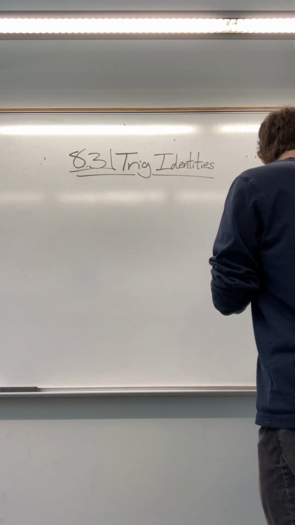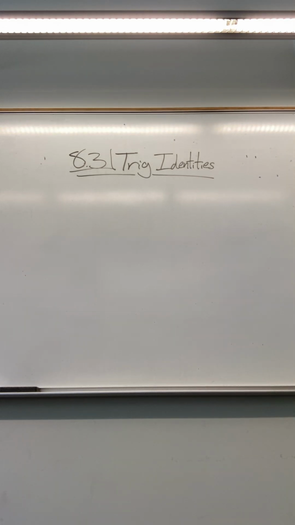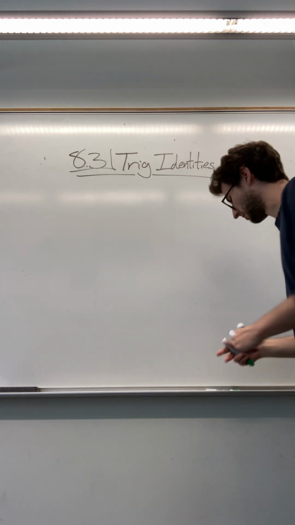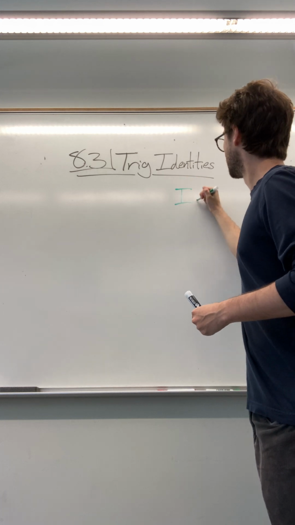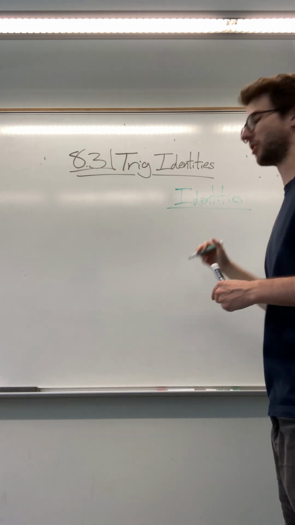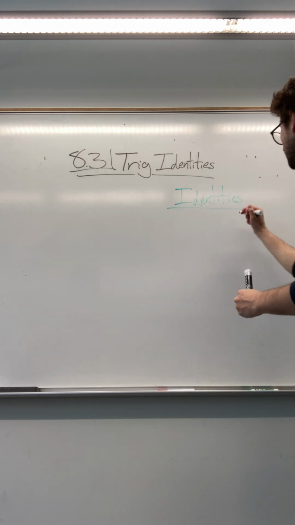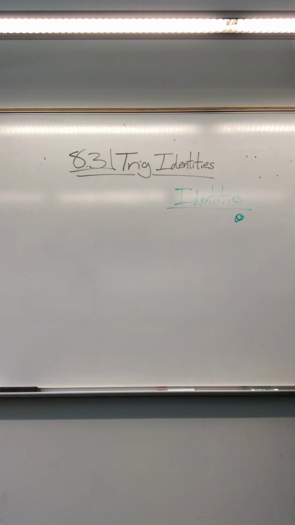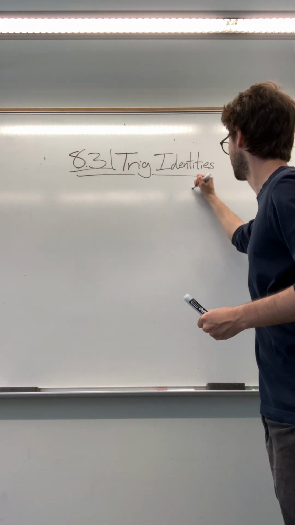So, one second. I'll put it in green because it's good. So, for example, identities are equations that are always true. It's kind of hard to see that. It's a little better. Okay. Bear with me.